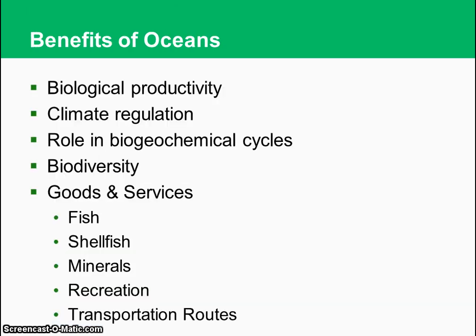The reasons why oceans are so good for us, and this is again human-centric, is they do offer a lot of biological productivity. A lot of that we're going to rely on in the last bullet there, goods and services. But for the ecosystem as a whole, they do provide us a great base for biological productivity. They also do a great job for climate regulation. If we think about places that are located near the ocean, they tend to have very temperate climates, especially if you compare them to an area of the same latitude that is not on the ocean.